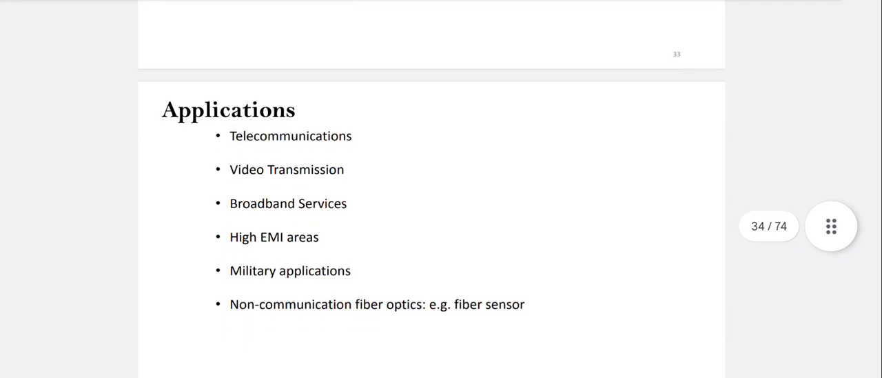Next we go for applications. Fiber optic networks are used in broadband services, military applications, telecommunication, video transmission, etc.